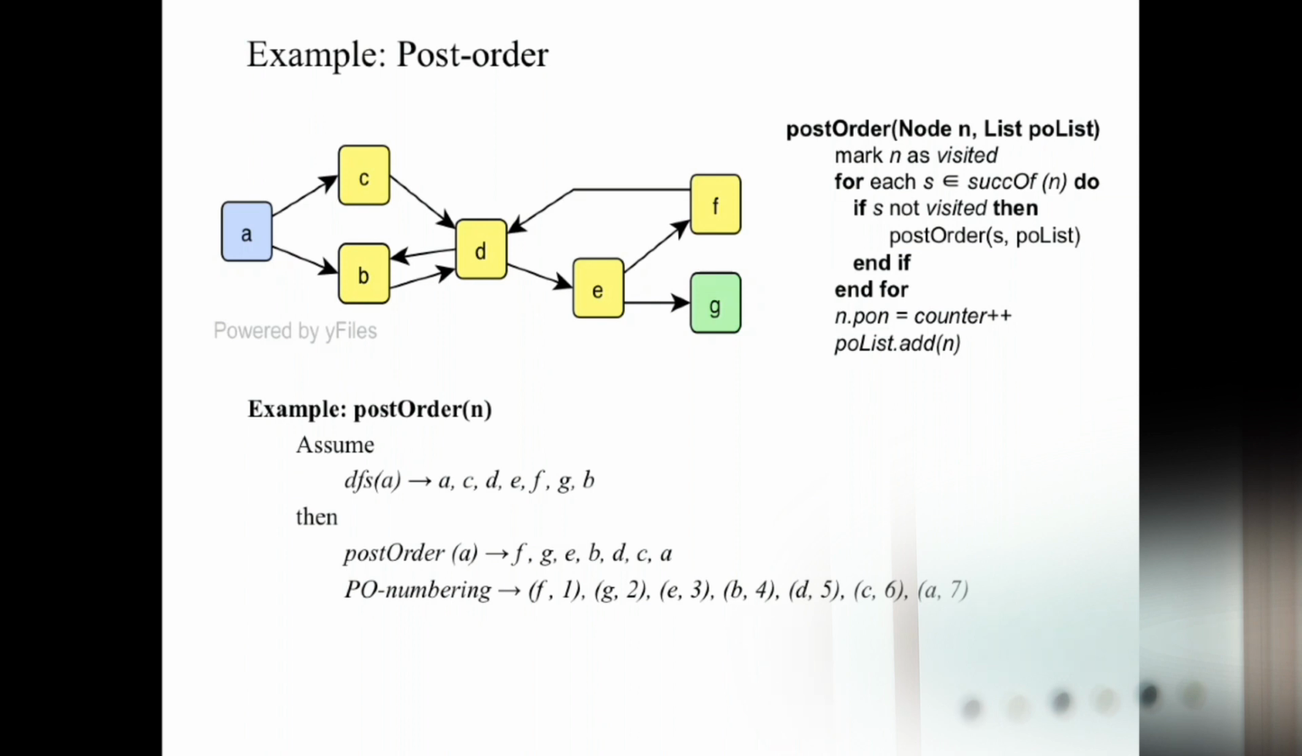If you see this algorithm, it is almost the same as the one for depth first. In depth first, we also mark n as visited, and we check that for each s that is a successor of n, if s is not visited, then we continue. However, the different thing over here is that we are maintaining a post order list. Why are we maintaining the post order list? Because using the post order, we want to visit the successors first.